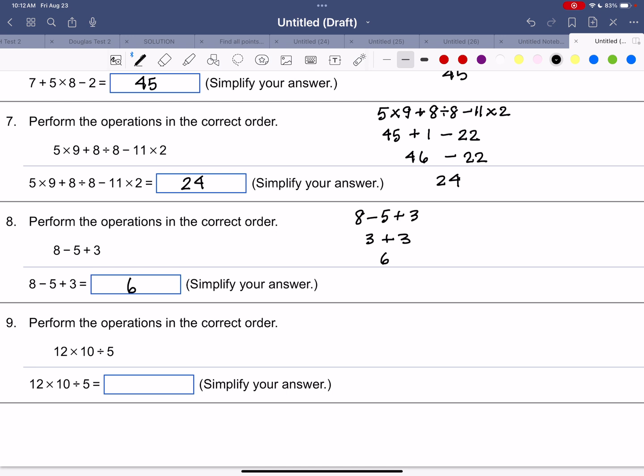Number 9, 12 times 10 divided by 5. So I copy the problem. 12 times 10 is 120. Sure, use your calculator for that part, but show me 120 divided by 5, and then we get 24 as our final answer. We had to go left to right, so multiplication came before division on that problem.